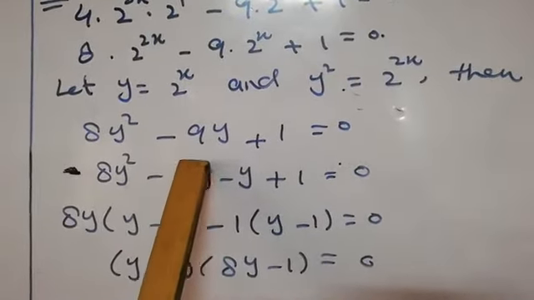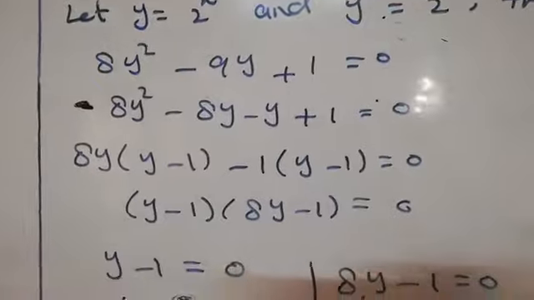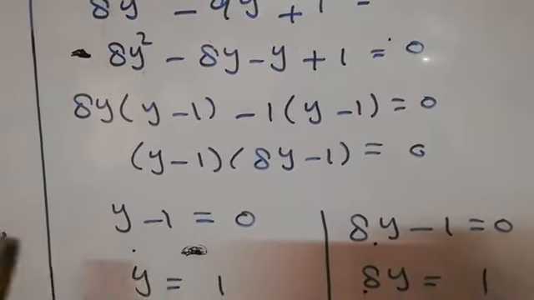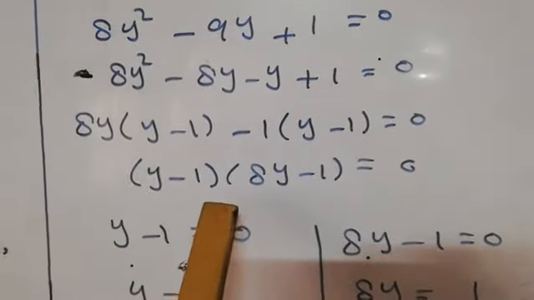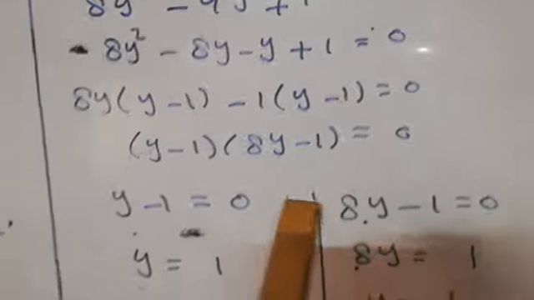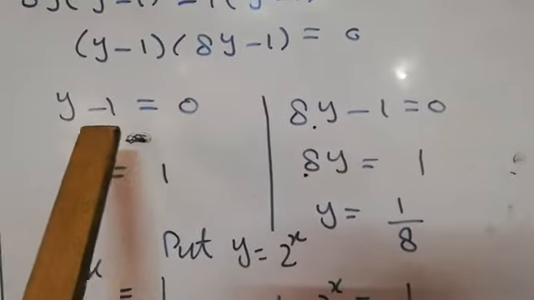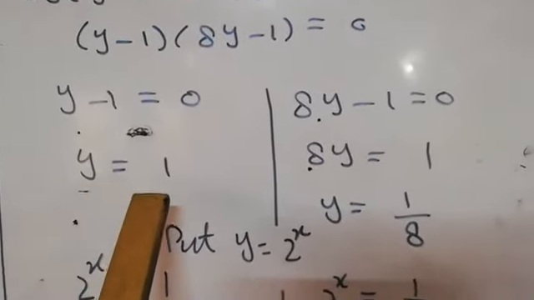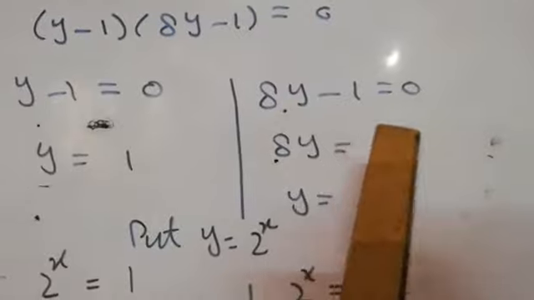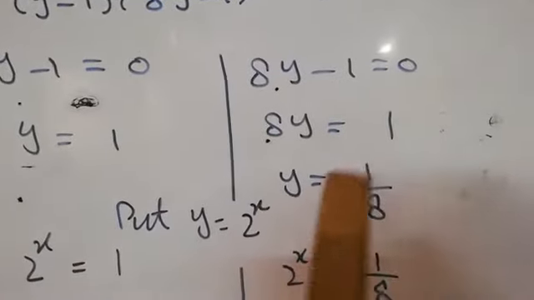We will use the factorization method, and after that we will get the value of y: (y minus 1) into (8y minus 1) is equal to 0. So now we have two situations. y minus 1 is equal to 0, so y will be equal to 1, and 8y minus 1 is equal to 0, so y is equal to 1 by 8.